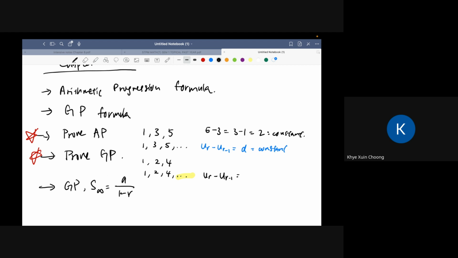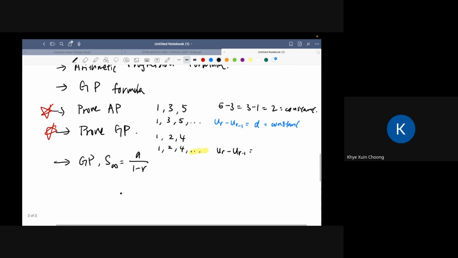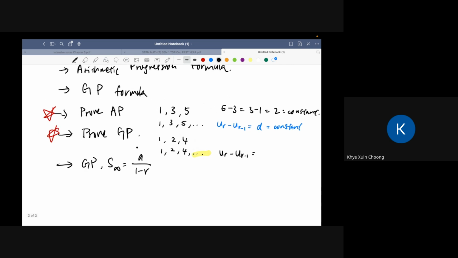But for you to use this formula, there is actually one limitation you need to know. The limit is that the modulus of r must be less than 1. This can also be written as -1 less than r less than 1. It's actually the same.